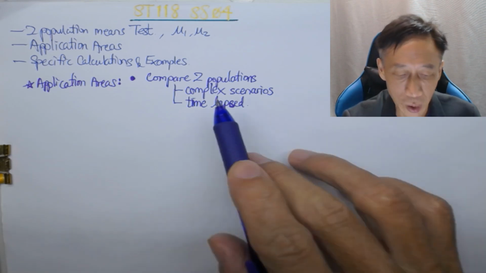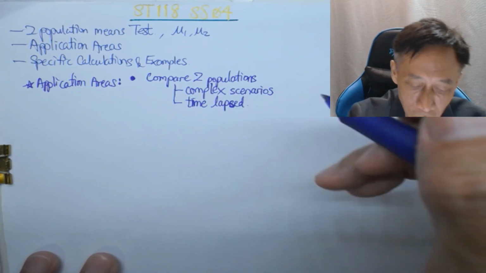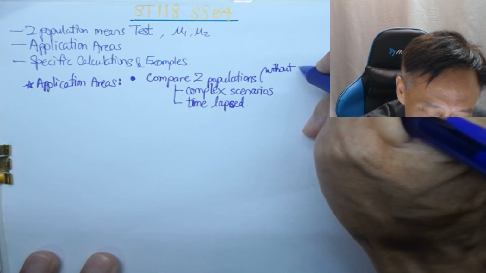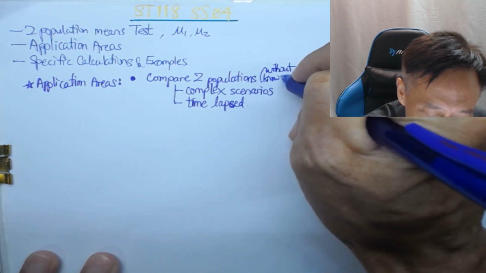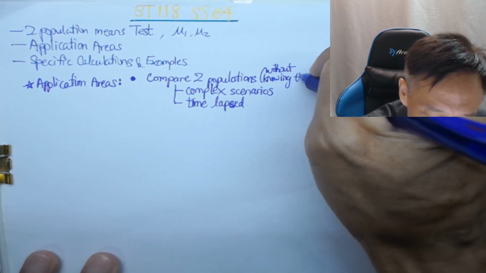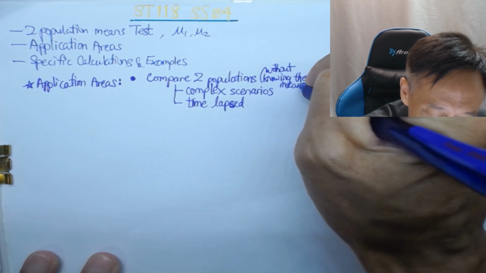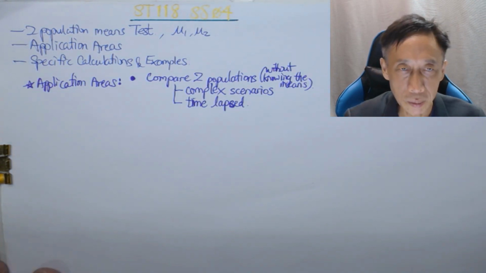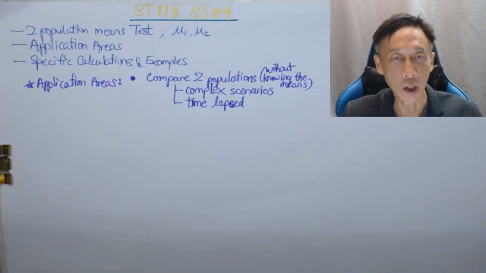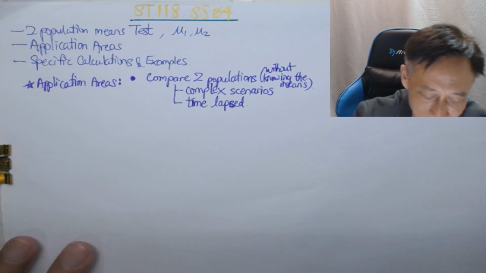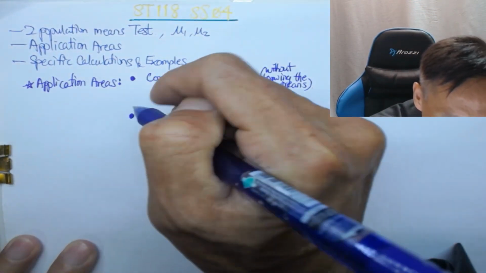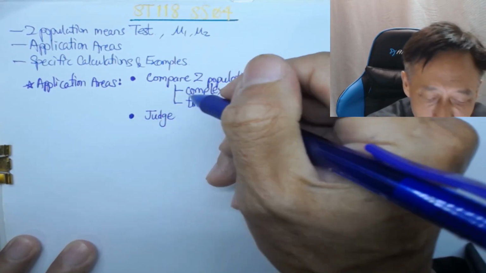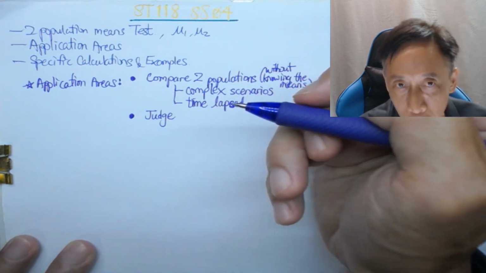So that's the scenario where we want to compare two populations, and importantly, without knowing the means. I don't need to know the values of the population means. Just compare and let the test tell me which one wins. So that brings us to the next point, which is to judge, right? And do decision making.